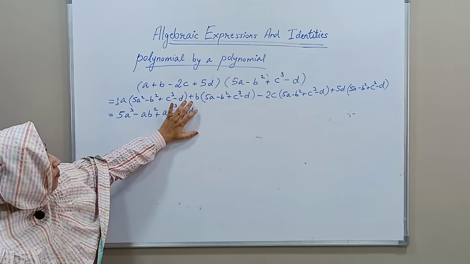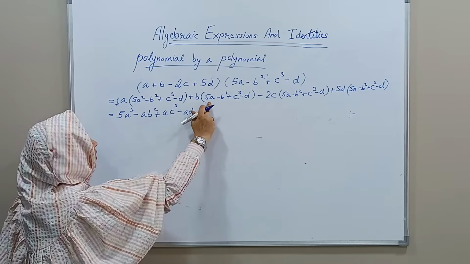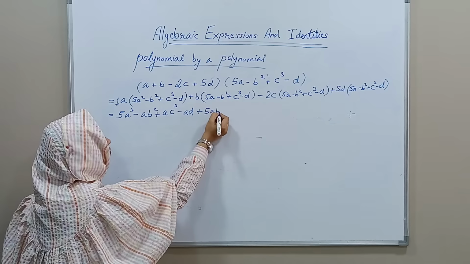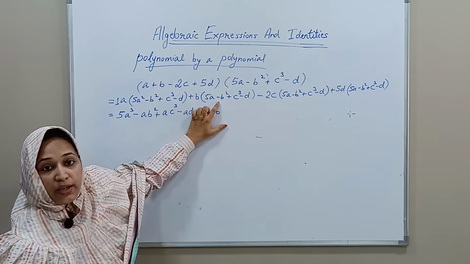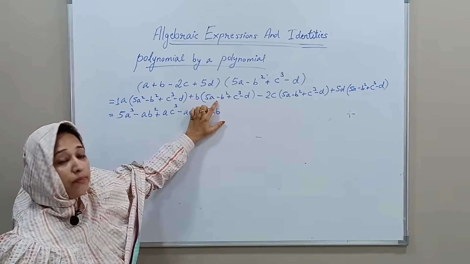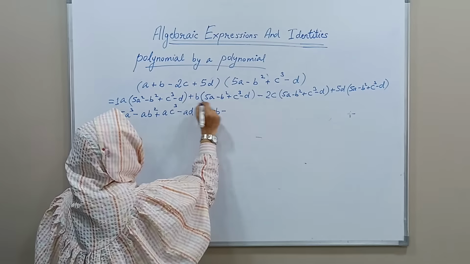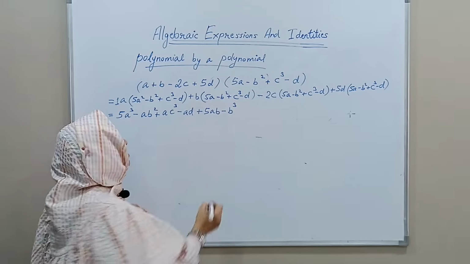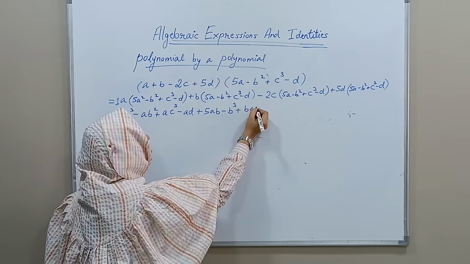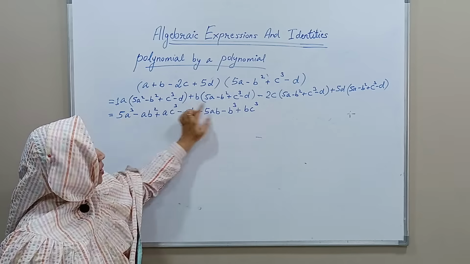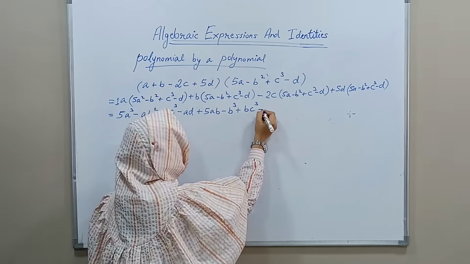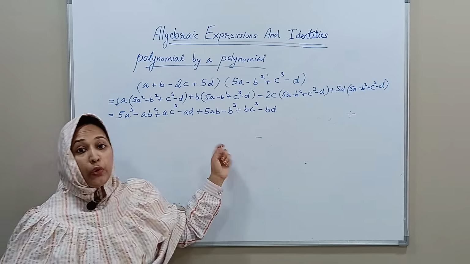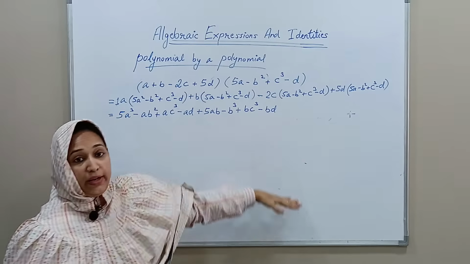Now we have a plus sign here, plus b into 5a. So 5 into 1 is 5, ab. Then plus, and here a minus, so plus into minus is minus. So a minus here, b into b square is b cube. Then plus into plus is plus, b into c cube is bc cube. And plus into minus is minus, so a minus, b into d is bd. This is a little complicated. Do not forget any term, else your answer will be incorrect.